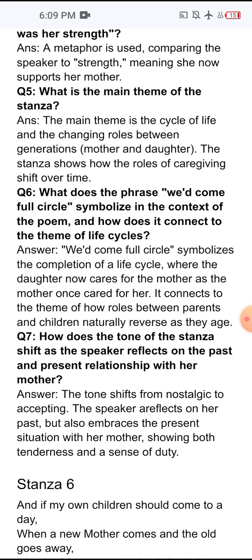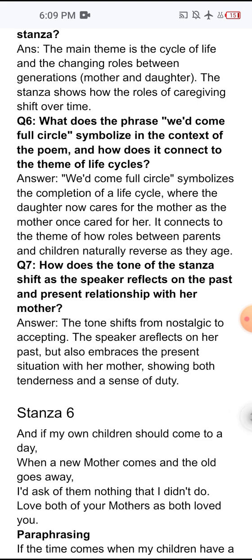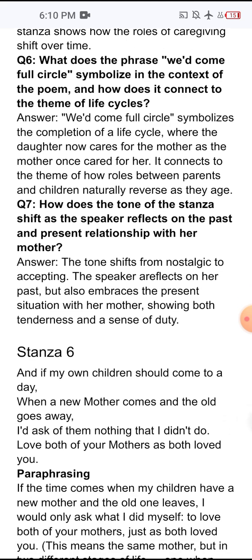What does the phrase "we'd come full circle" symbolize in the context of the poem, and how does it connect to the theme of life cycles? "We'd come full circle" symbolizes the completion of a life cycle where the daughter now cares for the mother as the mother once cared for her. It connects to the theme of how roles between parents and children naturally reverse as they age.